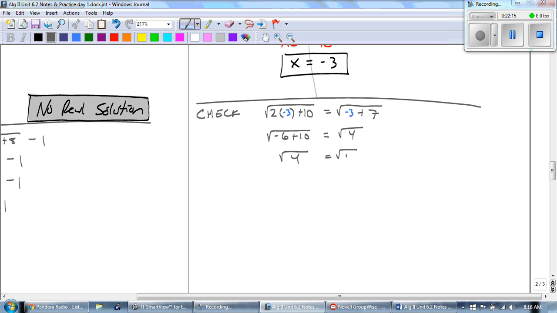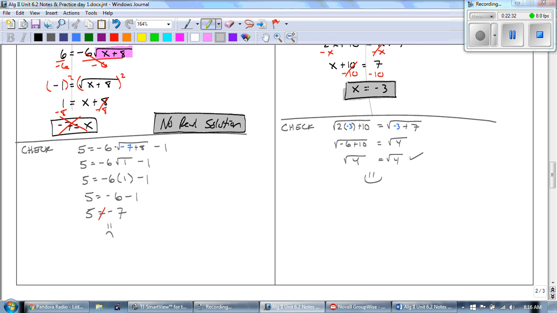So we've got the square root of 4 for both of them. Now if you go, oh, I'm going to go to the next step, 2 equals 2, yeah, that's fine, you can do that. But we know right here that they equal, and that's our answer. Okay, so x equals negative 3.